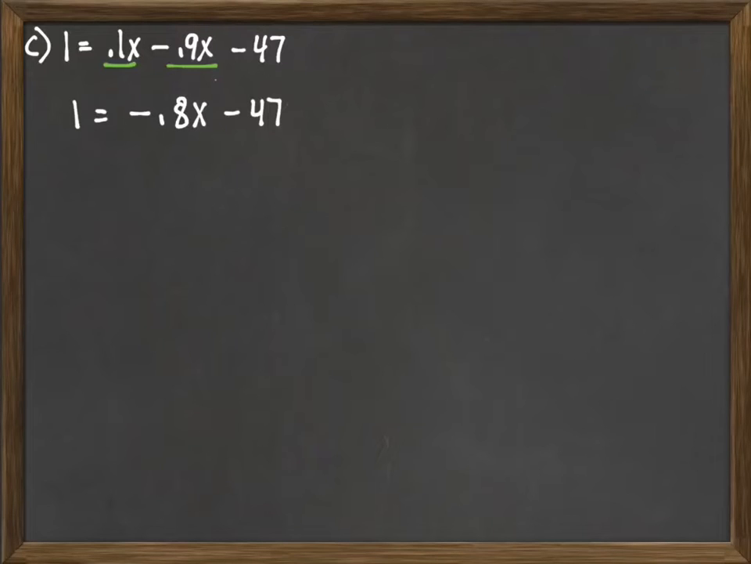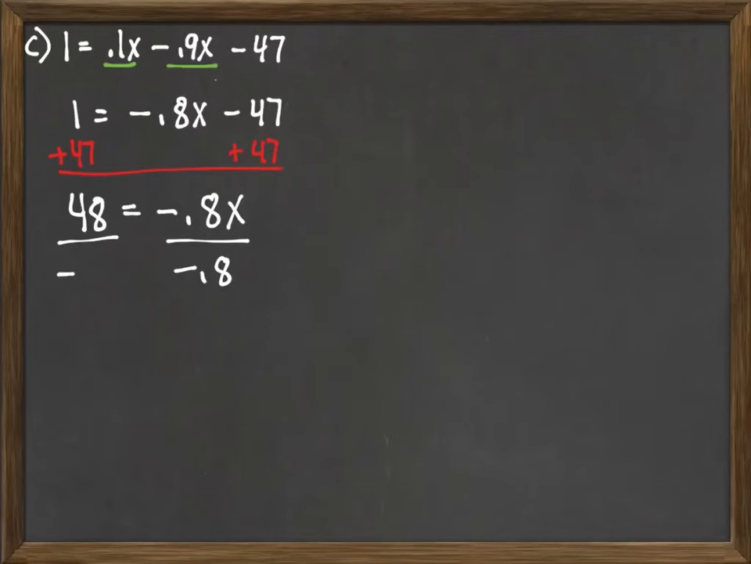Okay. And again, we just proceed to solve the equation as we normally would. We're just going to have to do our work with decimals here. So we want to get the x by itself, so we bring the 47 over by adding it to both sides. That gets me to 48 equals negative 0.8x. And now at this point, we just need to get x by itself, so we divide by what's being multiplied with it. So we have to divide by a decimal.